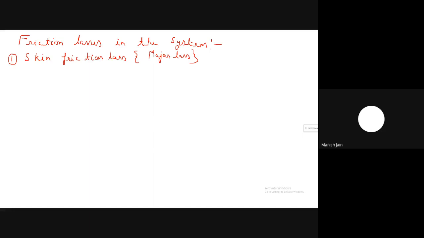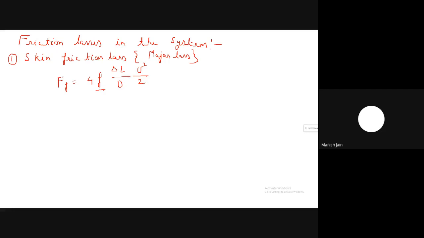So the equation is: friction loss F can be calculated as 4 multiplied by f multiplied by delta L divided by D, times V square by 2. This is the amount of friction loss occurring in the system. The f value we will calculate from the Moody's chart.